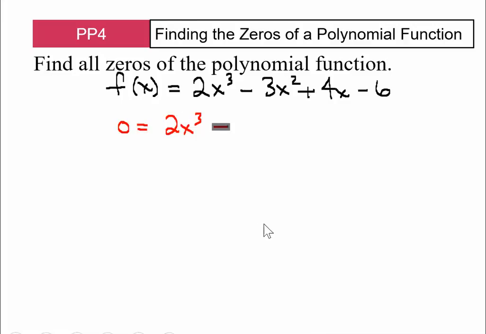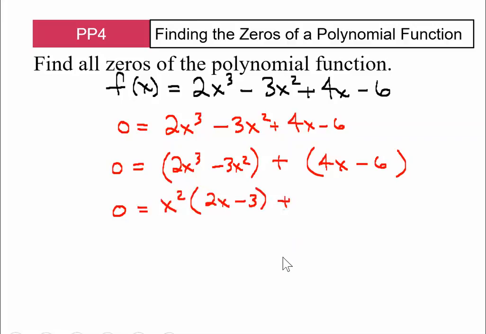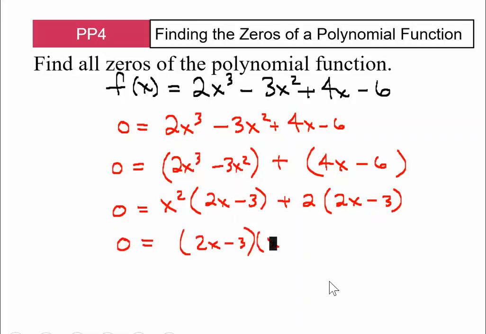Let's go for it here. So setting it equal to 0, that's another way you can do it. But here we go. How about the grouping method? I'm going to put these 2 terms inside the first parenthesis, the last 2 terms inside the second parenthesis, and we see what we can factor out of the first. How about an x squared? Leaves us with 2x minus 3. On the other one here, how about factoring out a 2, which leaves us with 2x minus 3. So the 2x minus 3 and 2x minus 3 are common factors, so factoring out the 2x minus 3 leaves us with x squared plus 2.